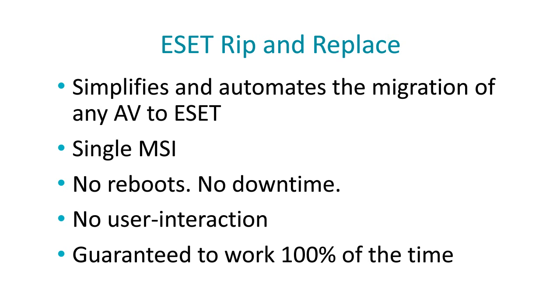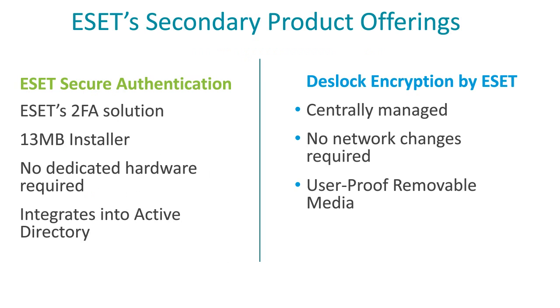And ESET as a company also offers other things like two-factor authentication and encryption. And two-factor authentication is very simple to get set up, just like our core product. It's a 13 megabyte installer. It requires no dedicated hardware and it integrates directly into Active Directory. And our encryption product is centrally managed, requires no network changes, and the removable media encryption is very easy for users to understand.